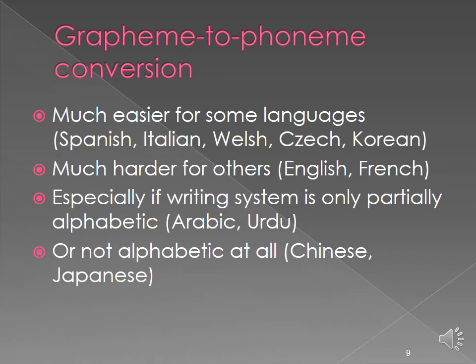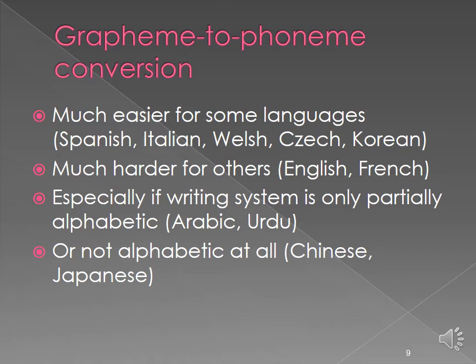Grapheme to phoneme conversion is much easier in some languages, such as Spanish and Czech and Korean. Why? Because in these languages, the way something is written is the way it is pronounced to a larger extent. Okay, in Korean, for example, you find one whole symbol is pronounced in one way, and that's it. However, it's much harder for others. In English, French is much more complicated than English. Okay, because the way something is written in a particular way and it is pronounced in a totally different manner. Okay, I guess German also falls in that category.